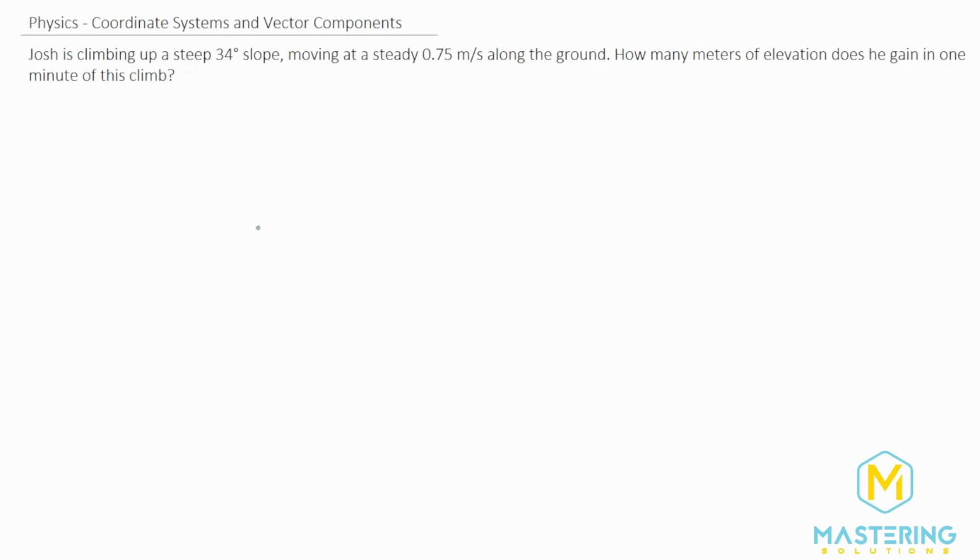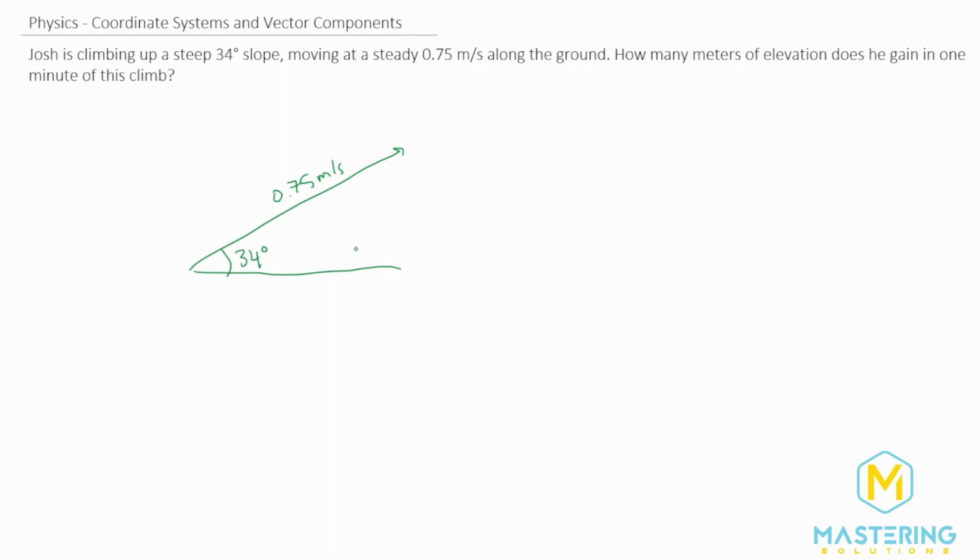This is a pretty fun vector problem where they tell us that Josh is climbing up a steep 34-degree slope. So let's draw that. So here's his 34-degree slope right here. He's moving at a steady speed of 0.75 meters per second along the ground. So when it says he's moving along the ground, that means along the ground relative to him. So it will be this portion right here.